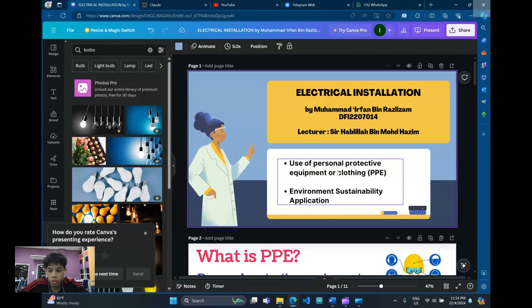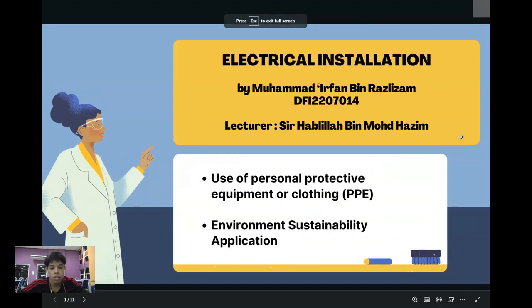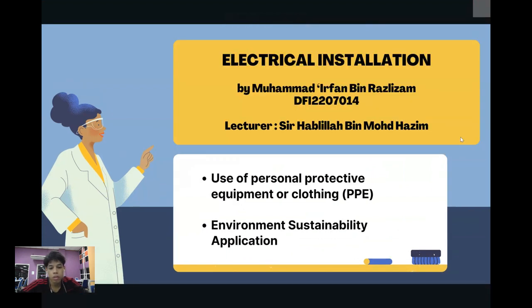Today I'm going to present about two categories: the use of personal protective equipment or clothing, which is PPE, and the second one is environment sustainability application. This subject is called electrical installation.